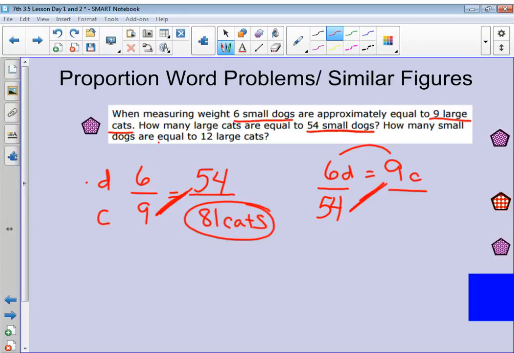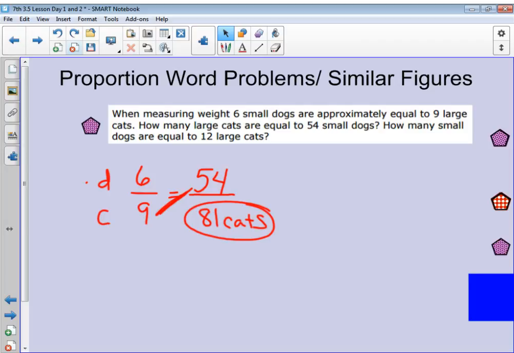Okay. So now I'm going to go ahead and look at my second question. Sometimes kids get confused when they ask more than one question. Sometimes they think that they have to use that previous answer, and you don't have to. Okay, so I'm going to just erase this off and set up my next ratio.